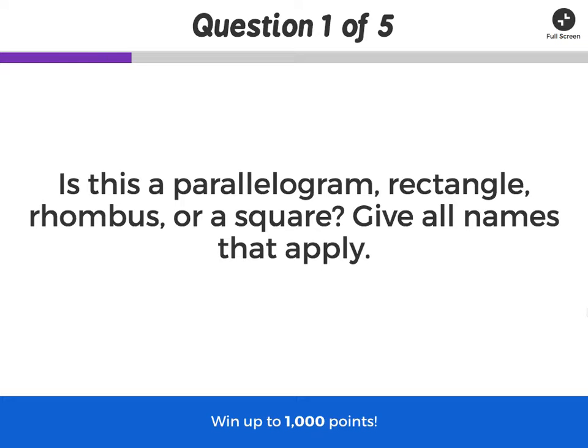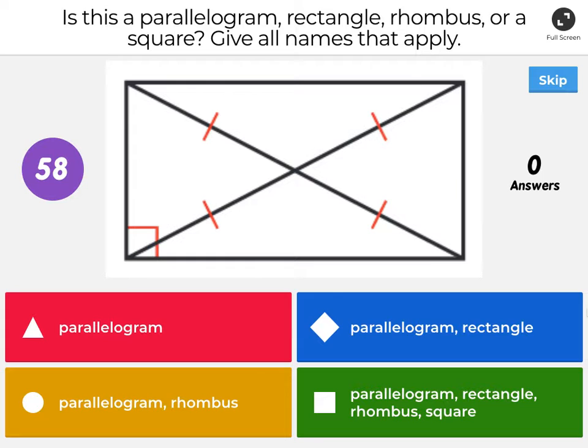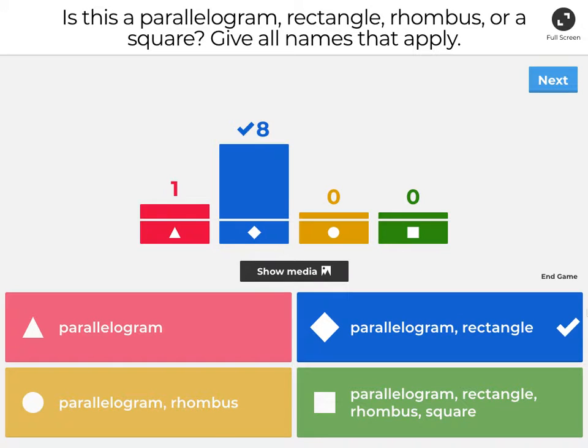Good. Is this a parallelogram, rectangle, rhombus, or a square? Okay, give all names that apply. Okay, so this one, we notice it's got a 90-degree angle, so that makes it a rectangle. It's a rectangle, but no matter what, if it's a rectangle, it's also a parallelogram. It's a 90-degree angle. We saw that the diagonals bisect each other. There you go.